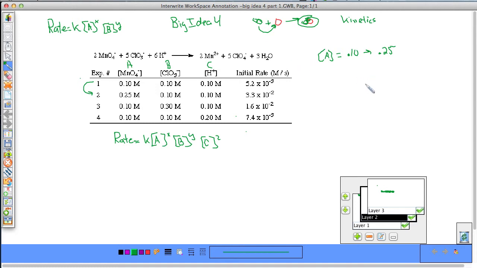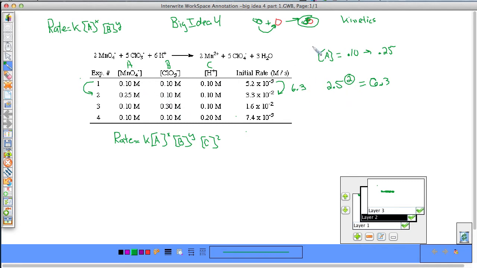And so what did it do to the rate? The rate went from 5.2 times 10 to the negative third to 3.3 times 10 to the negative second. What we want to know is how many fold increase did we have here? If we divide this into this, we come up with something like 6.3. Now, if I take 2.5 and put it to the second power, I would get 6.3. So clearly A right here is to the second power.